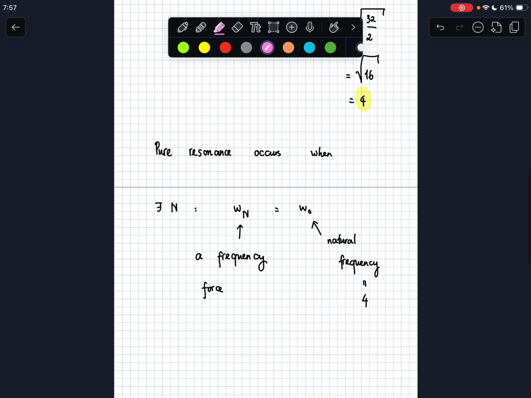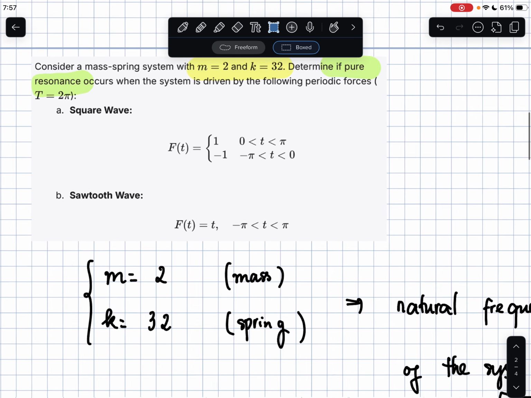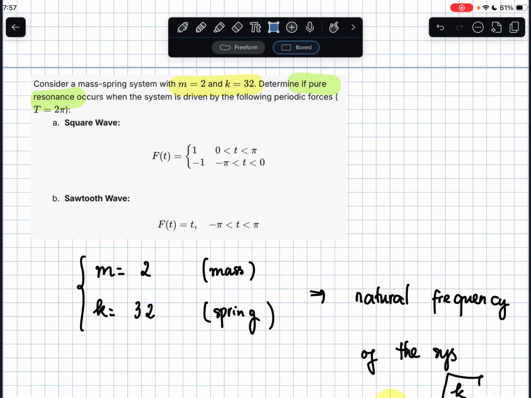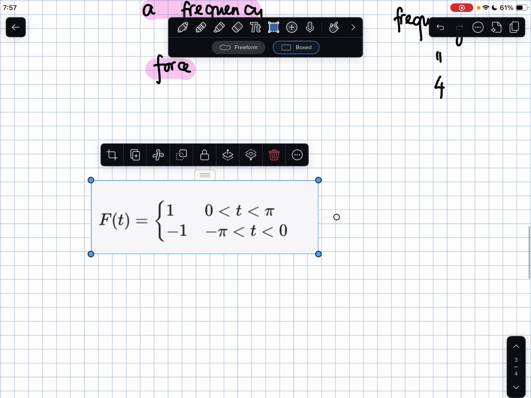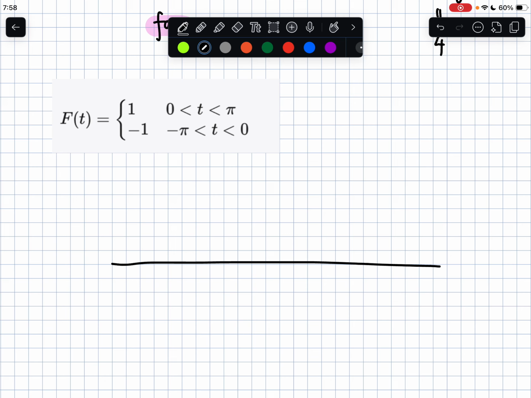Now let us look at the frequencies given by the force. In our first case, we have a square wave, so the force is given by this equation. F(t) equals 1 if t is between 0 and pi, and equals minus 1 if t is between minus pi and 0, and you extend it periodically. So you see that the force F is odd.